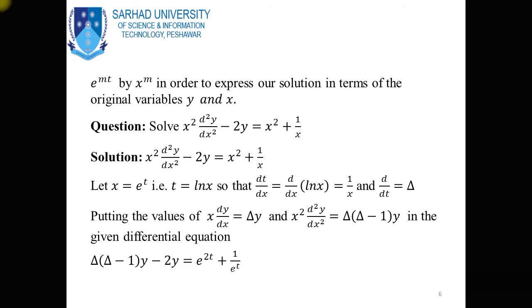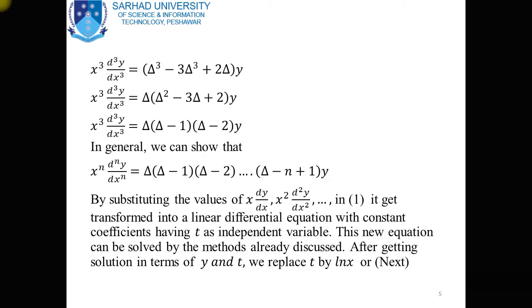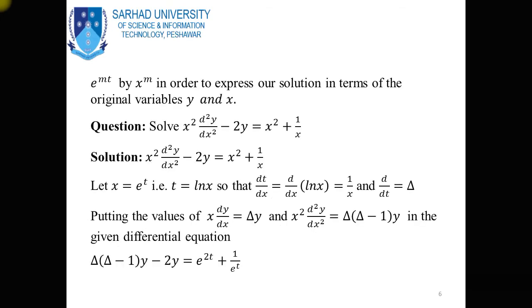And after converting the equation into a higher order linear non-homogeneous differential equation, we will find the two solutions, complementary solution and particular solution, and then the overall general solution will be complementary solution plus particular solution. In that solution we replace the supposition t by log x and e power mt by x power m in order to express our solution in terms of the original variables.